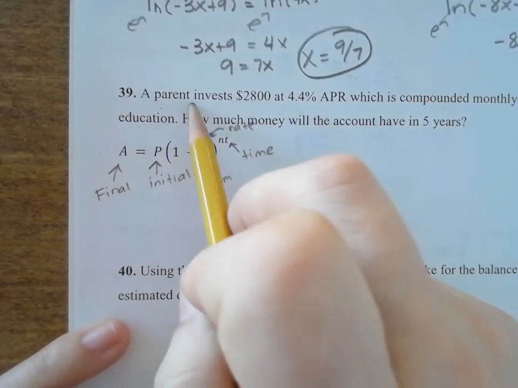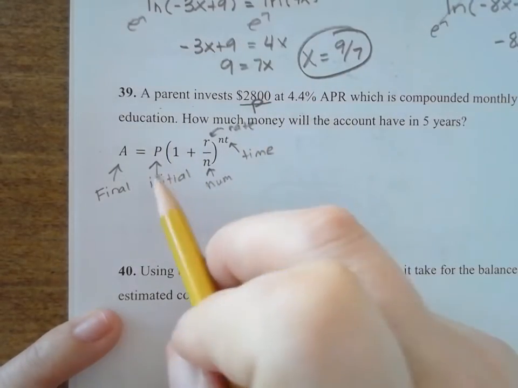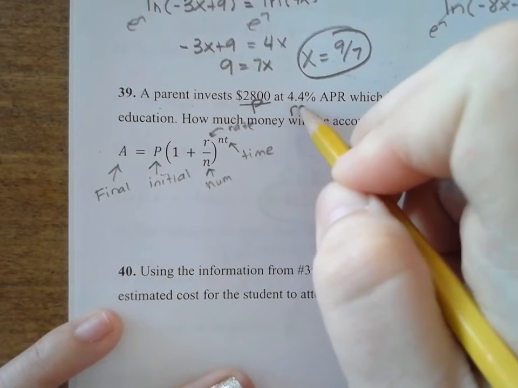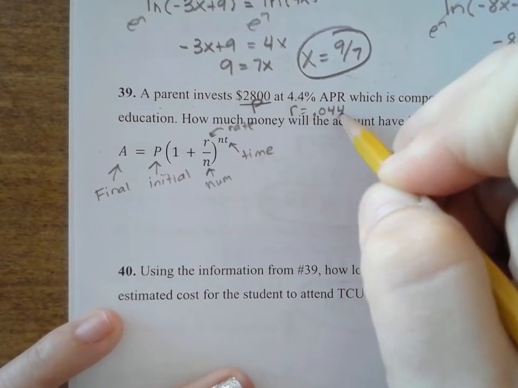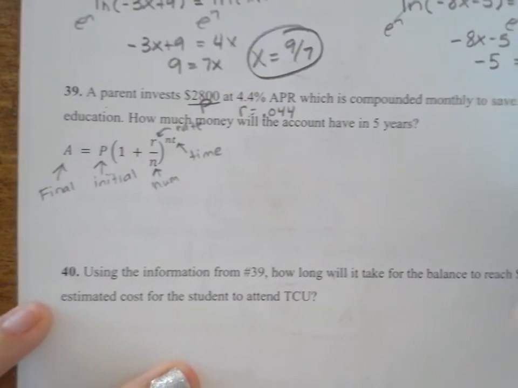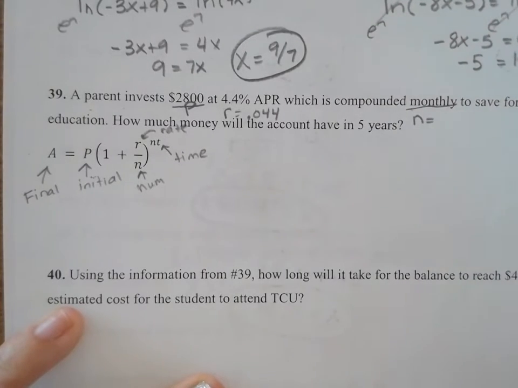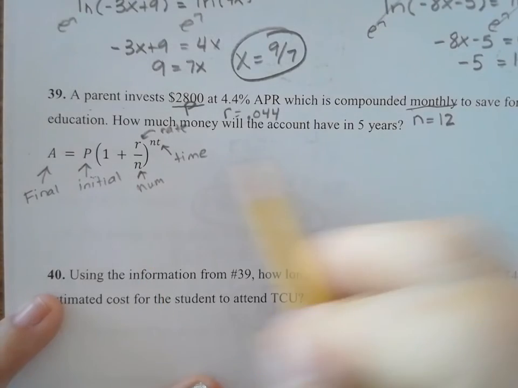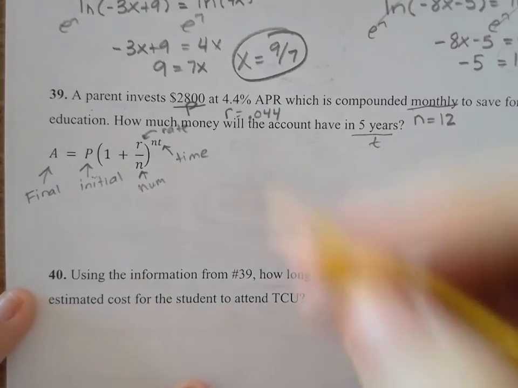A parent invests $2,800. That's your P. That's going to be your initial amount. 4.4%, that means that your R is going to be 0.044. You've got to make that into a decimal. Compounded monthly, so this makes N. How many times does N happen a year? Well, monthly, that is 12. And in 5 years, there's your T. So we're just going to plug everything in.